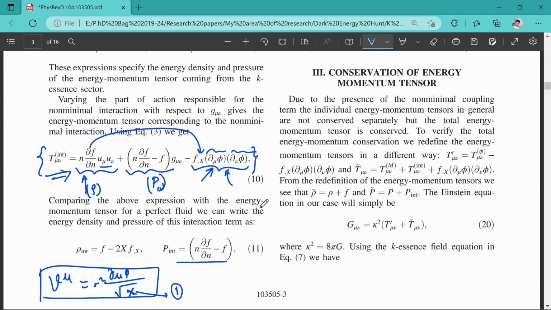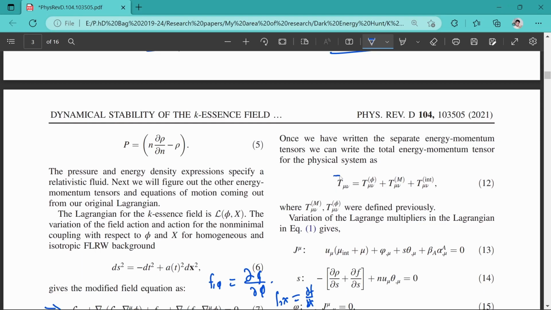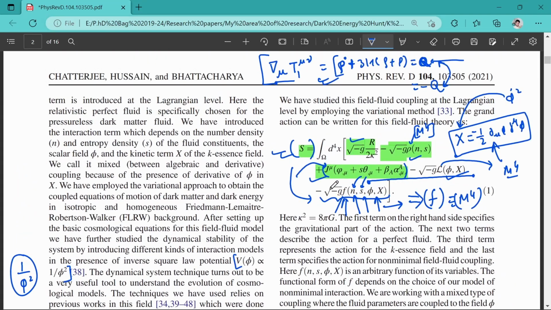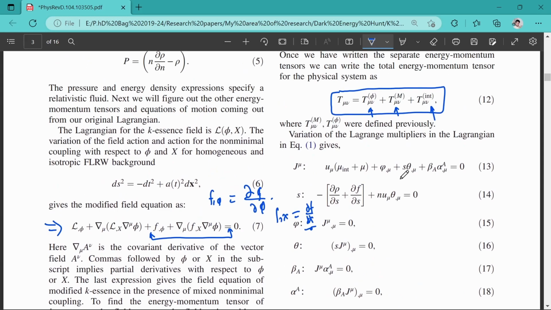Okay, so now what we can do here again, therefore this energy momentum tensor will consist of these three terms: the field term, the matter term, as well as the interaction terms. Now we can also have multiple components here, just like j mu, phi mu, theta comma mu, and alpha. So these are again important parameters, from which we can vary our action. So these are the independent quantities.